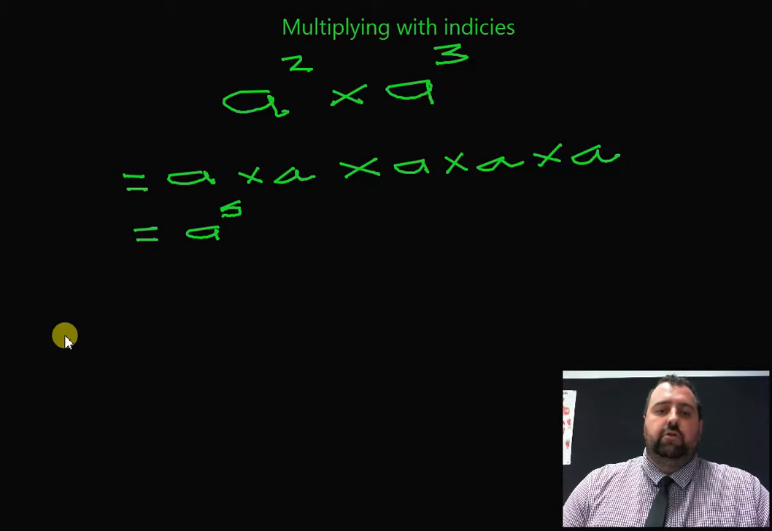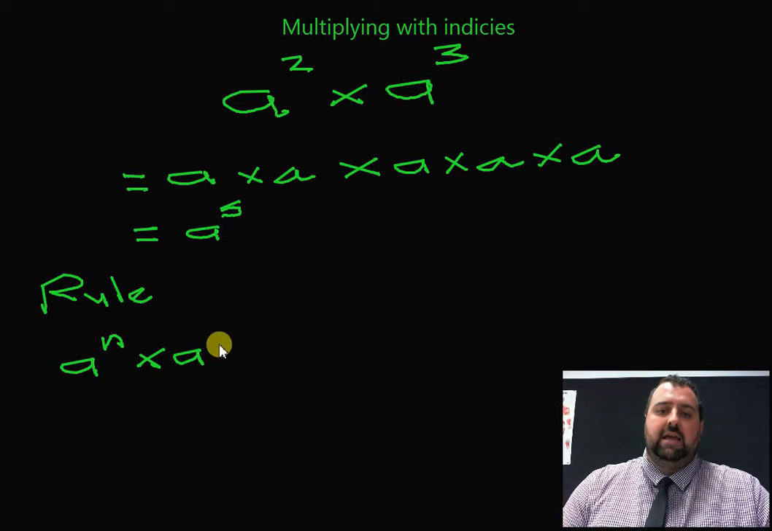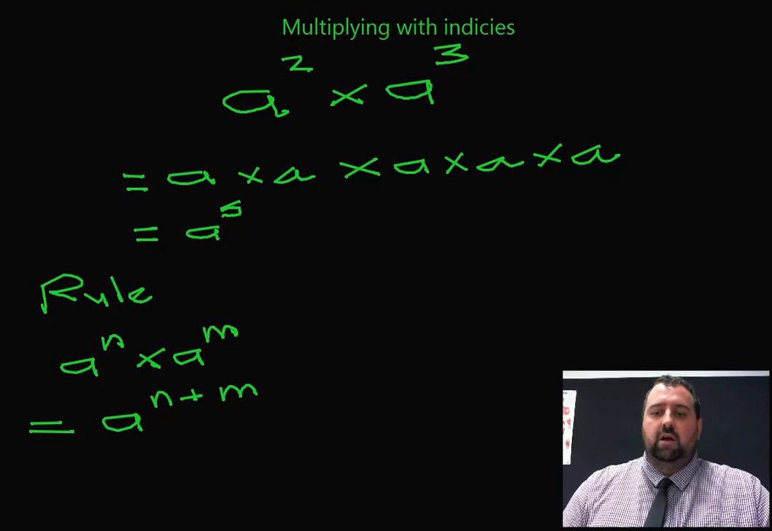So our rule is a to the power of something times a to the power of something else. I'm going to use n and m to represent something and something else. It is the same as a to the power of those two powers added together. Now I'm going to do this next part in red because you don't have to write it, but you can find that this is actually true for any rule you try.